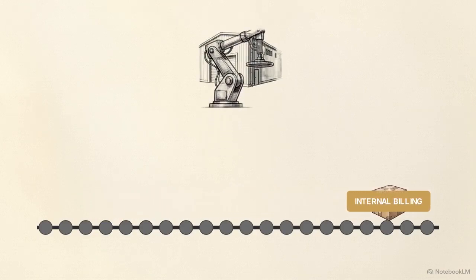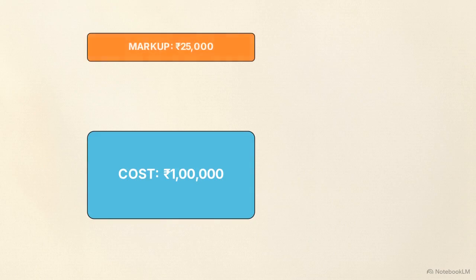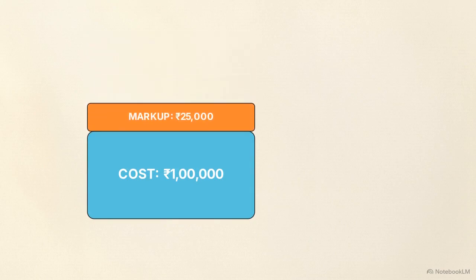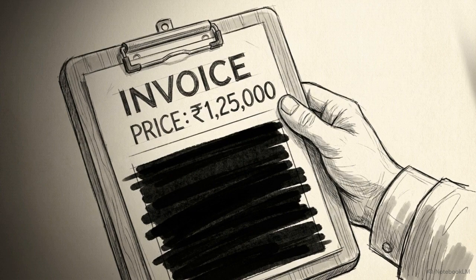When goods leave the central warehouse, they are intentionally billed to the branch at an inflated price, not at actual cost. A base cost of 100,000 rupees combines with a discrete markup of 25,000 rupees to form a total invoice price of 125,000 rupees. The branch staff only ever sees this inflated top-line figure, keeping the true margins entirely hidden.